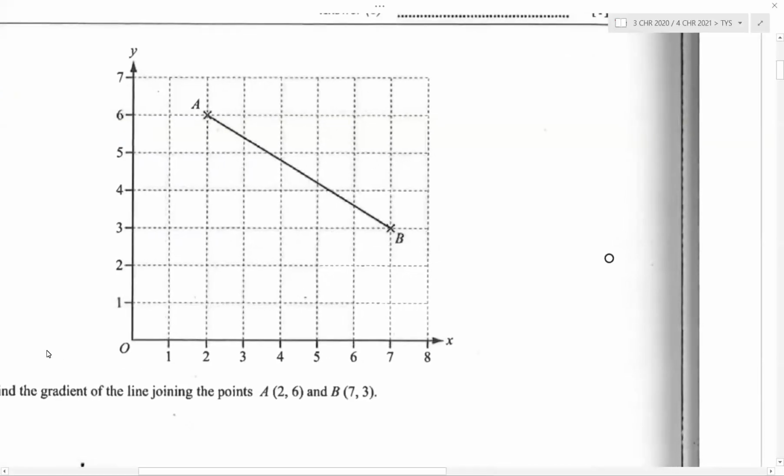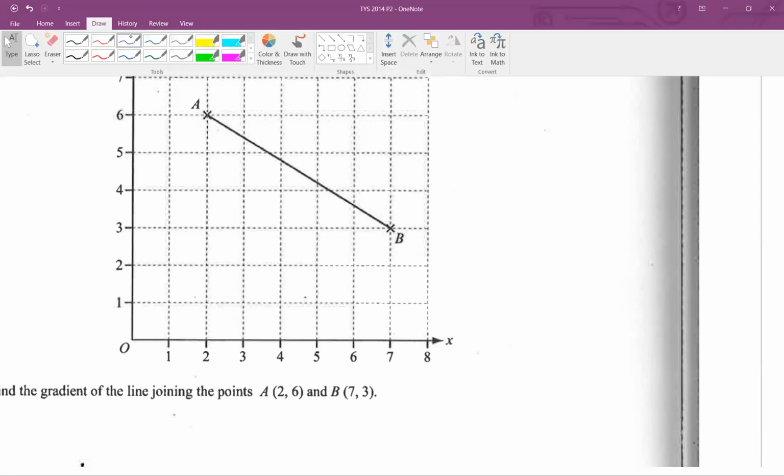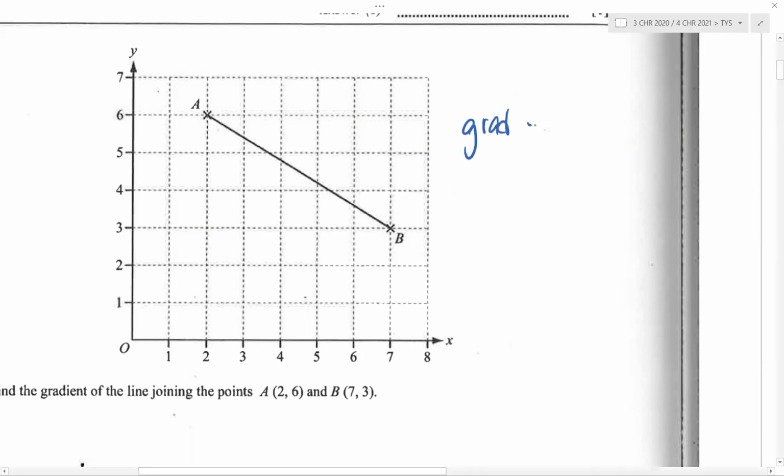So some notes that you can write, class. Some notes that you should be writing in your TYS or in your little notebook is the following. Gradient equals rise over run. My preference is that you write this down in another book, not your TYS. Because if you write it on TYS, the next time you look at it, you're going to be reminded of this formula.